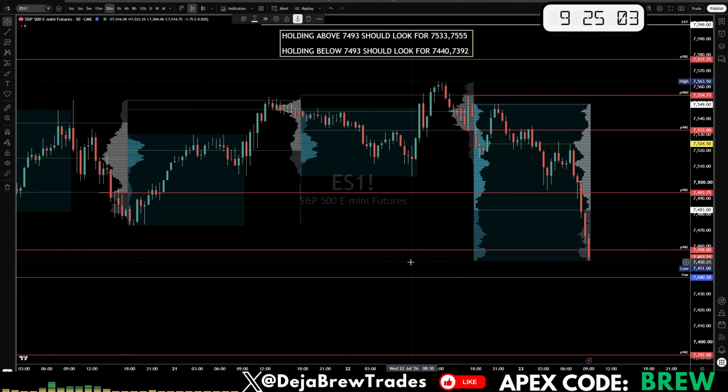Today, I would say, is more of a bearish trend day because there are a ton of nodes. And they're obviously one directional.